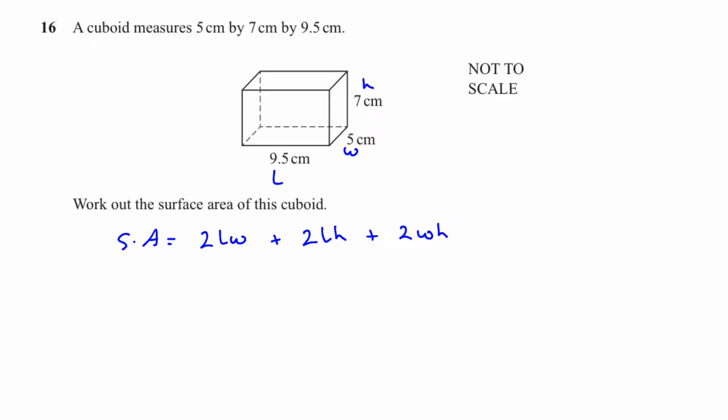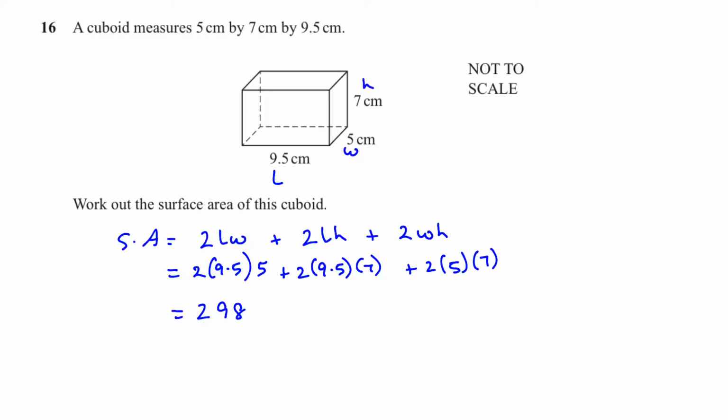So just now we know the formula, so it's very easy. We just have to substitute 2 times 9.5, and what is our width? 5. The same way we are going to do for each one. And after you do that, the whole equation like this, put proper brackets and put it in the calculator. Your answer is 298 square centimeter.